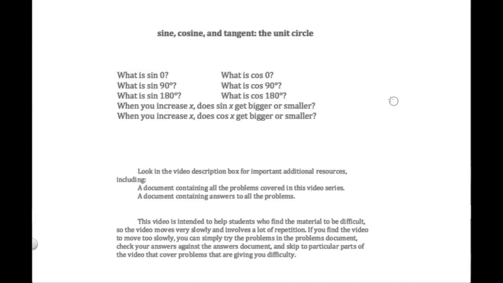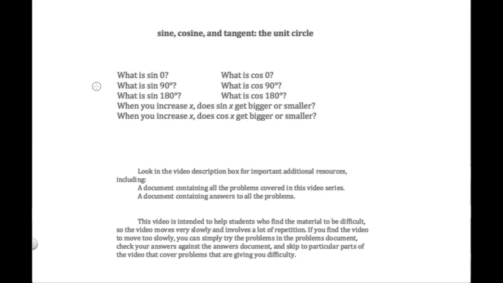Let's think about these questions. You might want to pause the video and take a look at these questions. Do you know how to answer these questions? Can you answer these questions without a calculator? Obviously, you could figure out the answers to these questions using a calculator, but it's good to be able to answer the questions without a calculator.